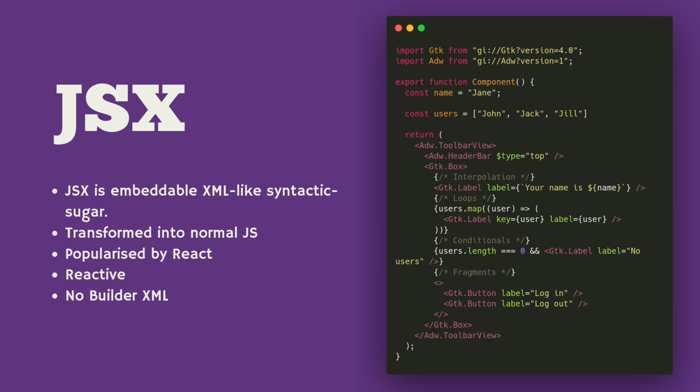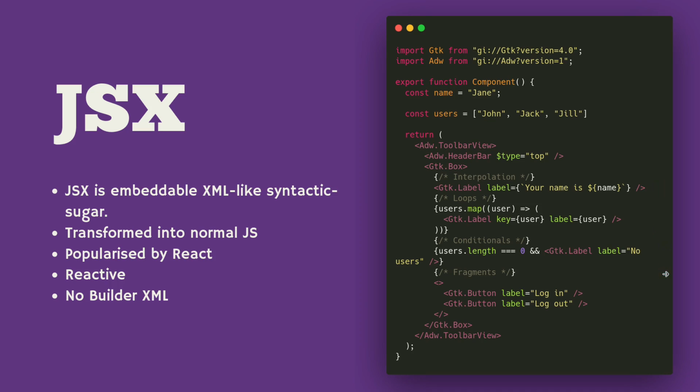JSX has been popularized by React, but it's also used by other toolkits, I believe Solid and more. It's also reactive in that when you write a variable, let's say you have this variable called name, and we set a property on this GTK label, and we are displaying the current name. It's reactive in that if you change the variable up top, this label will also change reactively.